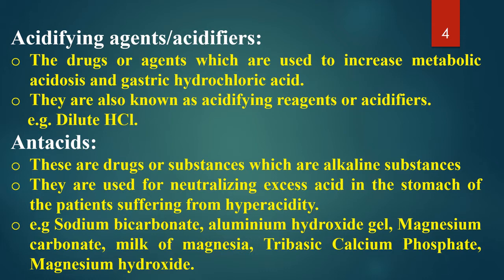Antacids. Antacids are the drugs or substances which are alkaline in nature and are used for neutralizing excess acid in the stomach in the patient suffering from hyperacidity. Examples are sodium bicarbonate, aluminum hydroxide gel, magnesium carbonate, milk of magnesia, tribasic calcium phosphate, and magnesium hydroxide.